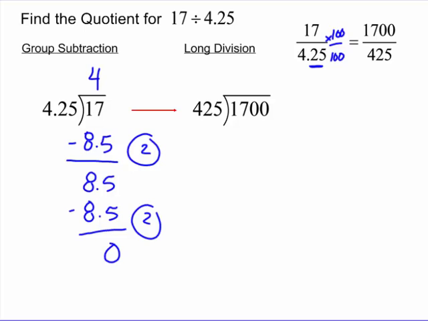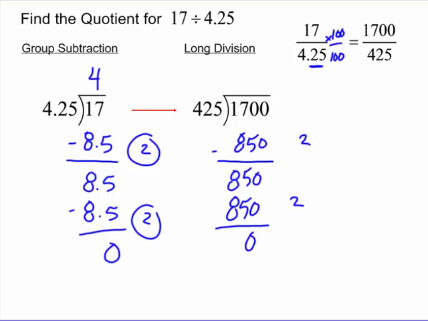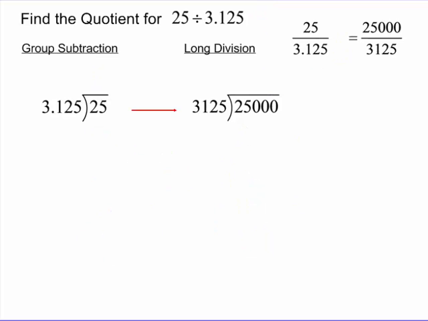If I have two groups of 425, that's 850. So that's two groups. If I subtract those, I have 850 left over, which shouldn't be a big surprise because you should see some similarities between these values here and here. And either way, 17 divided by 4.25, or 4 and 25 100ths, is still just 4. So let's put that into practice with something a little bit larger.